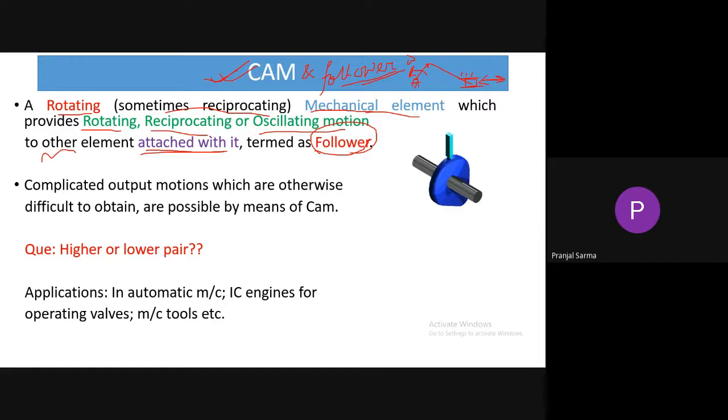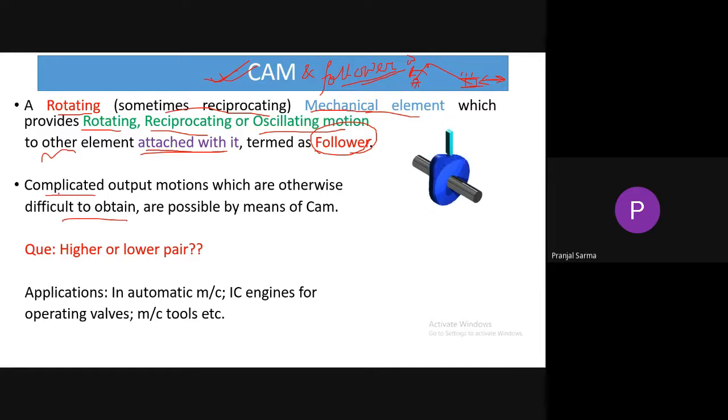Apart from that, we have also discussed the intermittent motion mechanism, whereby we have seen that some kind of intermittent motion can be provided from continuous motion. Now, sometimes what may happen is that you might need a particular motion in a timely fashion, or the output motion may not be a standard motion but a very complicated output motion, which is generally difficult to obtain.